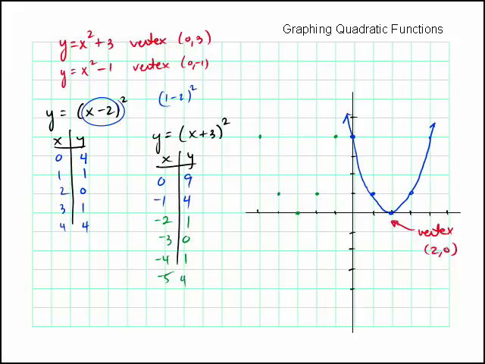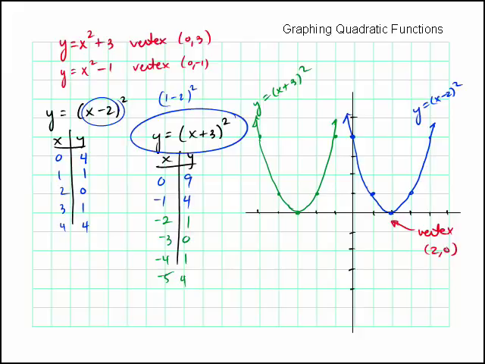Connect the dots, and here's our parabola. This one is y equals (x plus 3) squared. This one over here was y equals (x minus 2) squared. So notice what happened when I graphed this. The parabola has been moved 3 to the left. Our vertex here is at negative 3, 0.